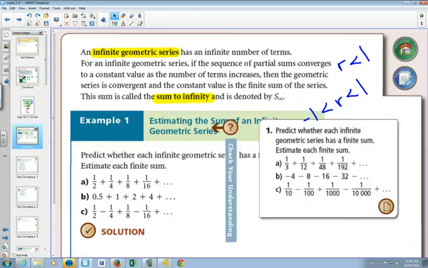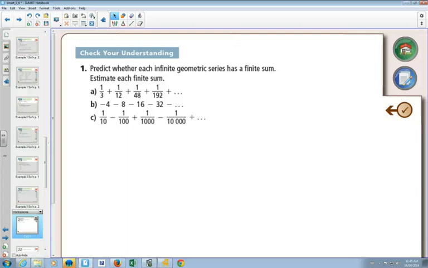All right. So these first examples, we're going to find out whether or not these geometric series have a finite sum or not. In other words, we're going to have to find the r value. What are we multiplying by in A? What are we multiplying by in B? What are we multiplying by in C?